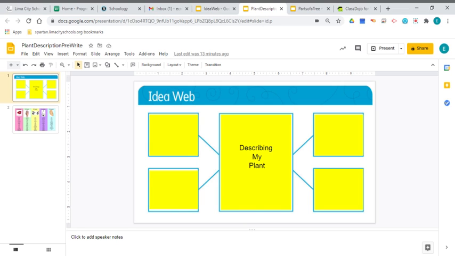Today for writing, you will be describing the plant that you drew yesterday. So yesterday when we had our directed draw of a plant, today I want you to think about how you would describe that plant to tell someone else about it. And I want you to pretend that the other person has never seen your picture, so you have to do a really good description so that they can make a picture in their mind of what your plant looks like.